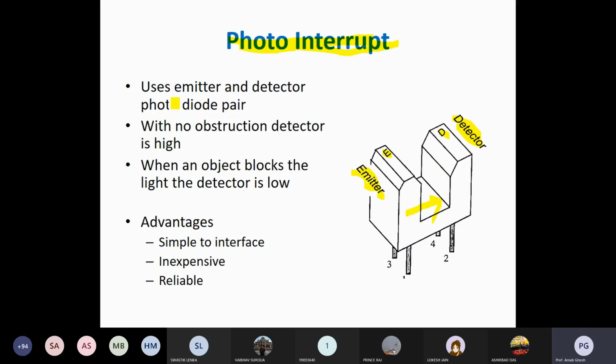So where it is used, use emitter and detector for the photodiode pair. Photodiode pairs are there. With no obstruction detected, the output is high. When an object blocks the light, the detected output is low.